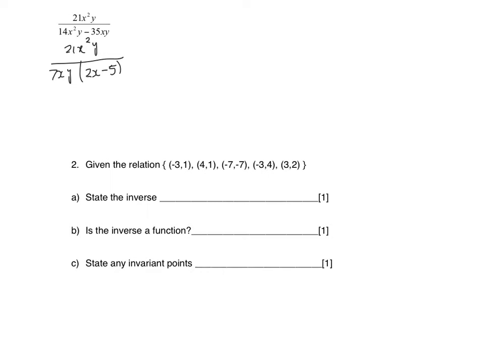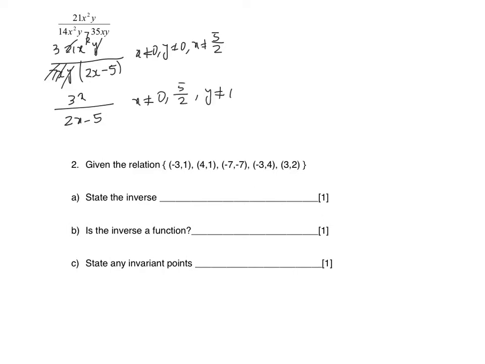As you can see, x cannot be equal to 0, y cannot be equal to 0, and 2x minus 5 cannot be 0, so x cannot be 5 over 2. Now I can safely cross out y here, and the exponent here can go with this x. And the 21 over 7 gives me 3. So I'm going to get 3x over 2x minus 5, and x cannot be equal to 0 or 5 over 2, and y cannot be equal to 0.